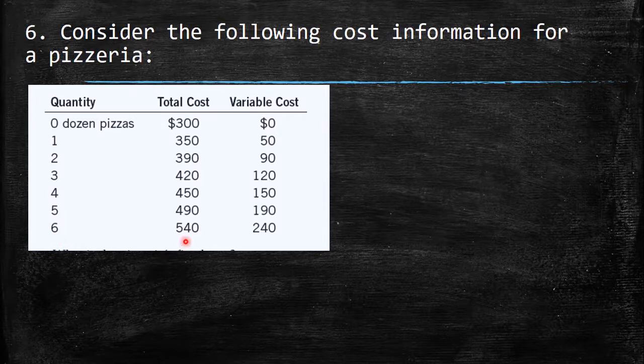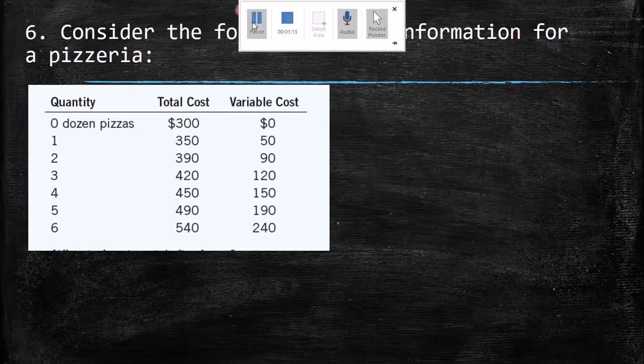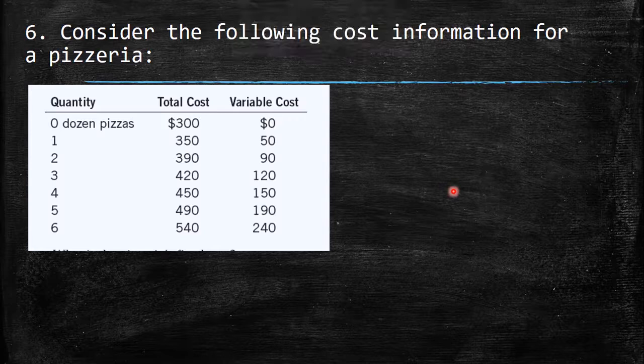540. Then we have here the variable cost. Remember, the total cost is equal to variable cost plus fixed cost. So the variable cost plus the fixed cost is going to be the total cost.